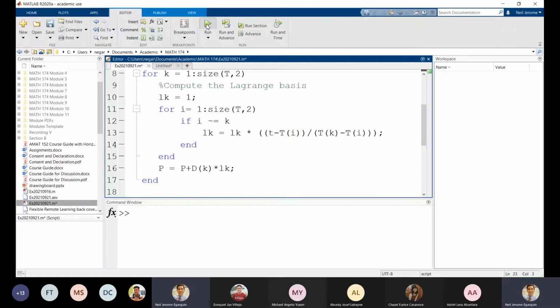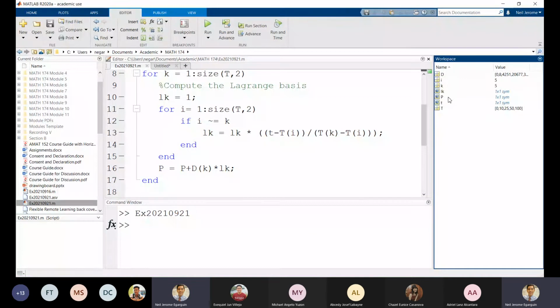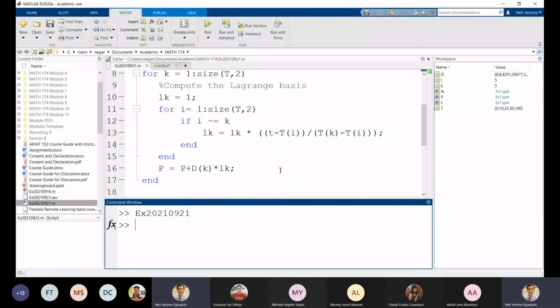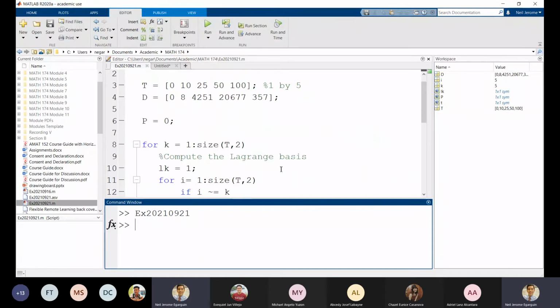Nakikita nyo na ba yung workspace? So yung workspace magkakalaman na siya, nandito lahat ng variables na na-compute niya. Kita niyo, nandito si D, nandito si I, nandito si K, si LK, si P, si T, at saka si capital T. Ito yung mga variables that were assigned with certain values inside your program. But you notice that in the command window, there is no output. Wala kang makikitang output kasi lahat sila nilagyan ko ng semicolon sa dulo.